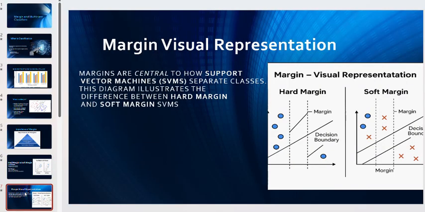And then, margin visual representation. This is the visual representation of the hard margin and the soft margin. On the diagram on the left, you see the hard margin SVM. All points are correctly classified and the margin is clear. On the right, soft margin is there. A few points are allowed inside the margin. This allows the model to generalize better to new data.